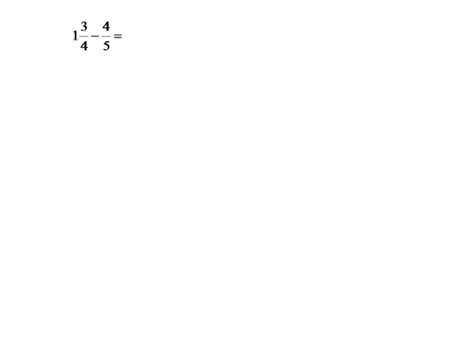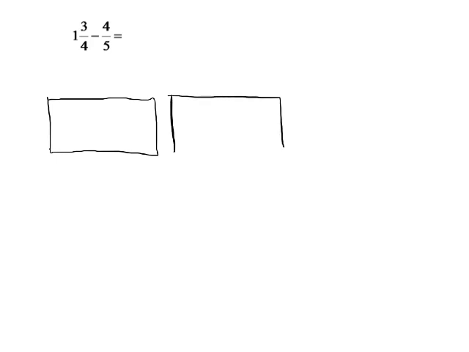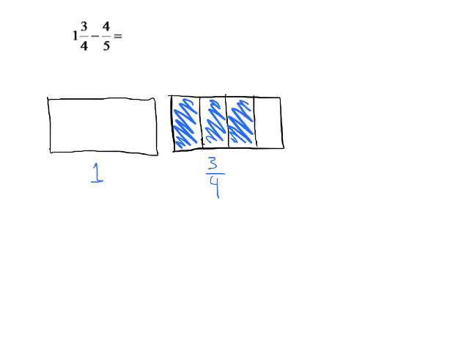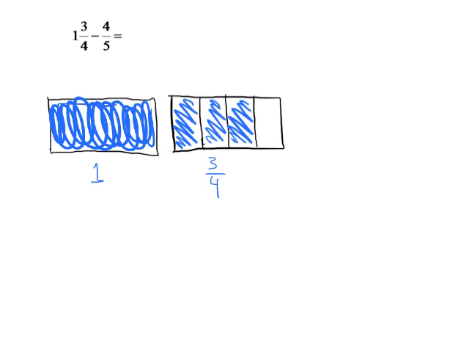So to model this, we're going to draw 1 3/4, all right? And we need 2 rectangles, and I'm trying to make them identical. This is our 1, and then this is going to be our 3/4, so that means we have to cut it up into 4 pieces. There we go. And then shade in 3 of them. So 1, 2, 3. Now this right here is a 1 whole, so technically we should shade that one in as well. So I'm going to shade that whole thing in. So there's our 1 3/4.